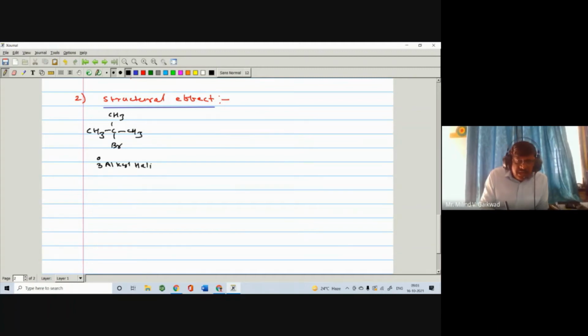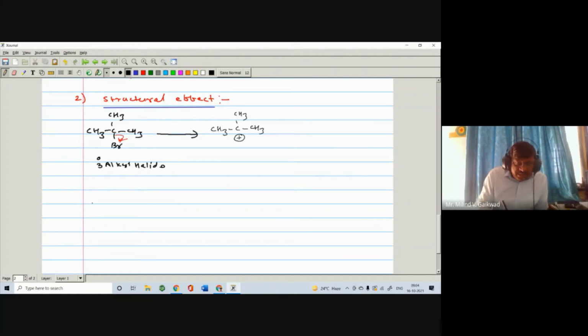For this tertiary alkyl halide in the E1 mechanism, and also in the SN1 mechanism, what happens? The bond between the C alpha and the halogen undergoes breaking, and there is a formation of the corresponding carbocation. So here you are getting CH3, CH3, CH3 and a C positive carbocation. So there is a formation of carbocation.